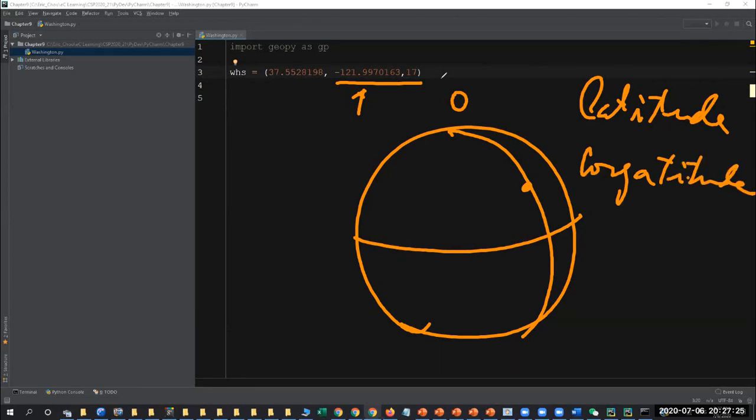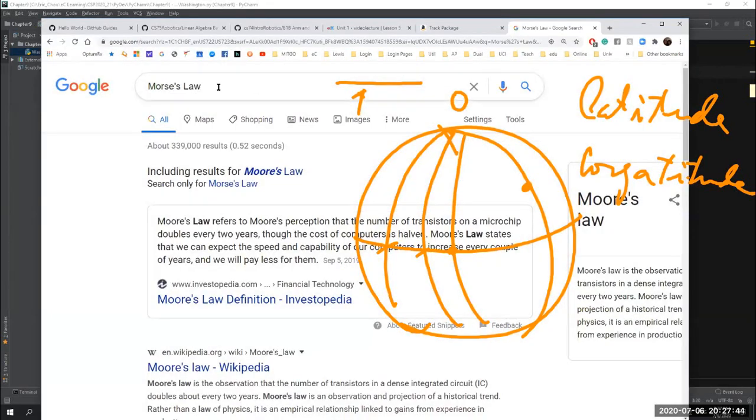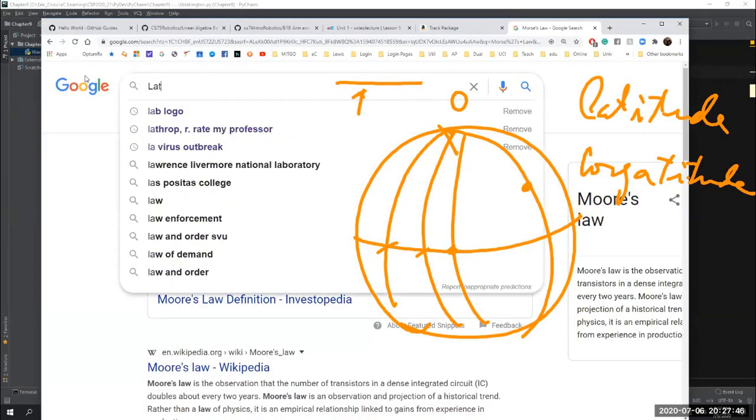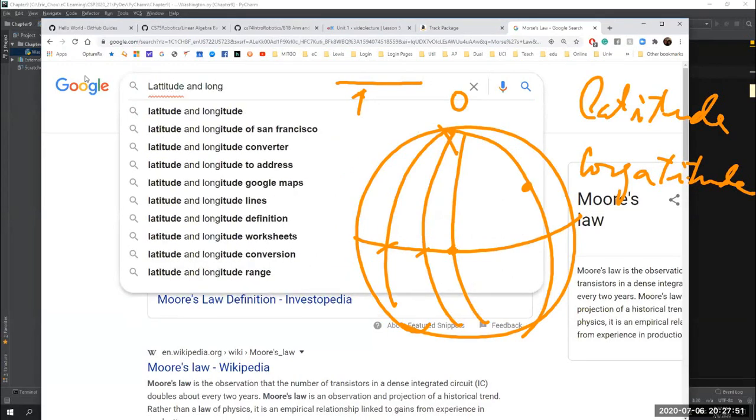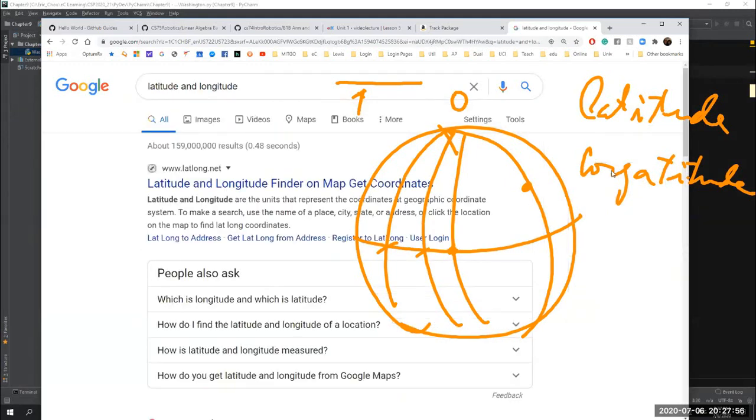I don't know, I may spell wrong. Which one is this vertical line? Which one is this one? Longitude. Okay, longitude. So here there is no A. I'm sorry.